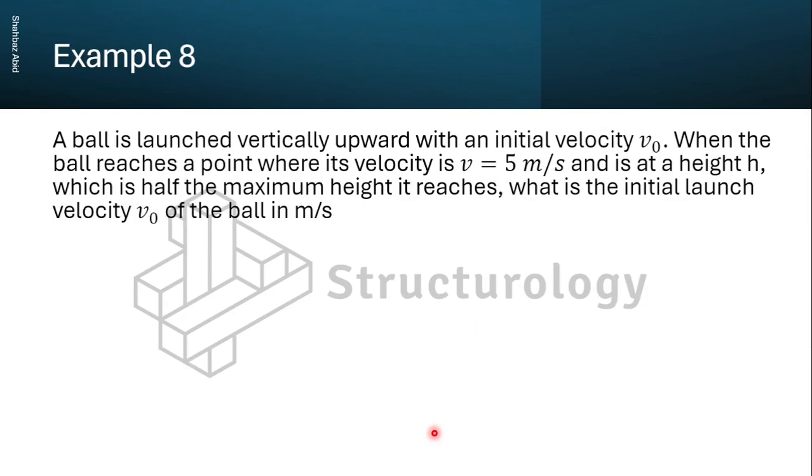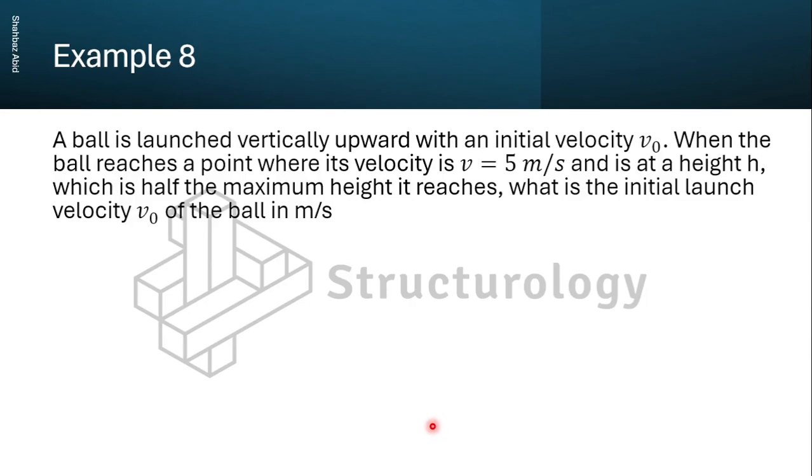Let's see example 8. A ball is launched vertically upward with an initial velocity v0. When the ball reaches a point where its velocity is v equals 5 meters per second and is at a height h, which is half the maximum height it reaches, what is the initial launch velocity v0 of the ball in meters per second?